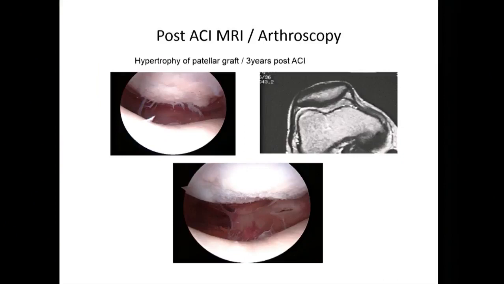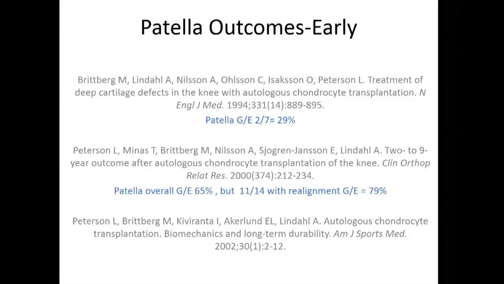Here you can see a second look MR and a second look arthroscopy. And one of the things that we frequently faced with periosteal graft with cells was hypertrophy of the fibrous layer, and patients would have some crepitus and have some mechanical symptoms, and often we had to rescope them as we did here to take away the periosteal layer, and the patients would do well. The early results, as you can see, Dr. Peterson's results, only 2 out of 7 of his first patellar transplants were good or excellent. But when he included those and followed them up and did realignments, his results went to 80% roughly, 79% good or excellent. And they were durable, out to 10 to 15 years.